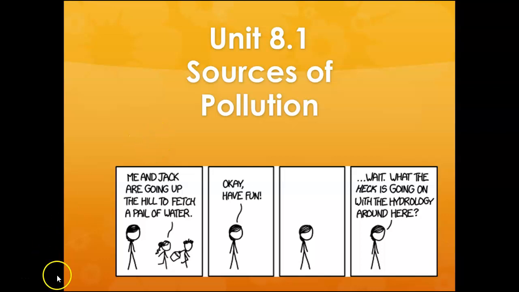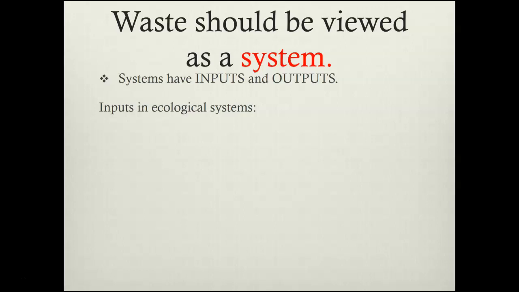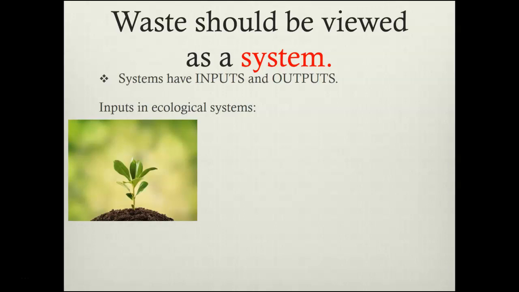Alright, this is Mr. S in Naka Environmental Science, and we're getting started with Unit 8 today, the sources of pollution. So it says, waste should be viewed as a system. In the environment and the natural system, there are inputs like soil, water, minerals, and light, and there are outputs, but they always go back into the inputs in nature.